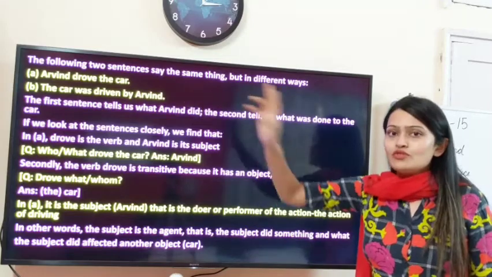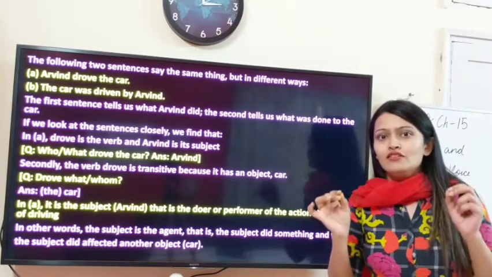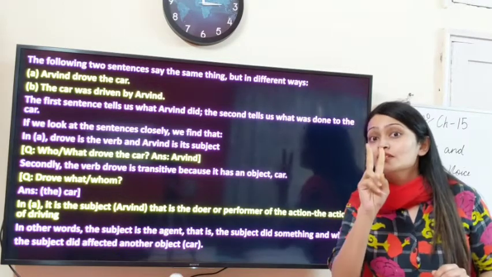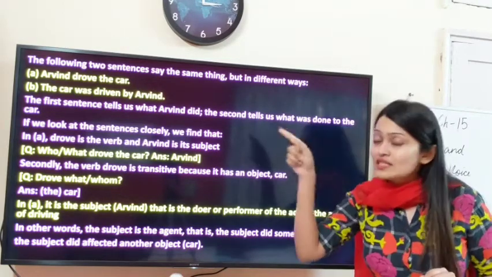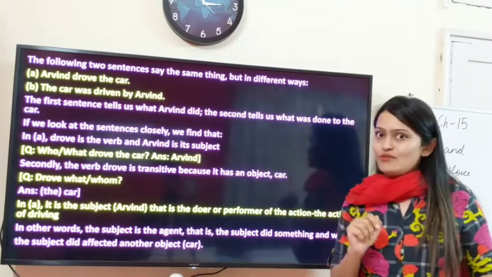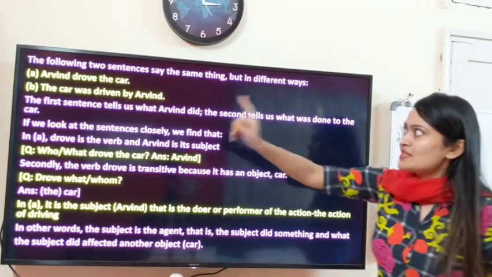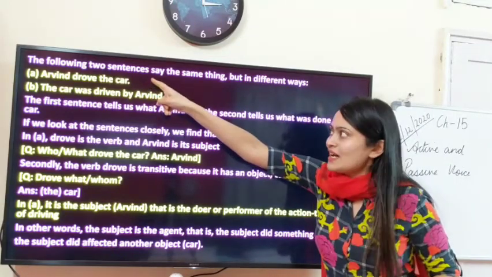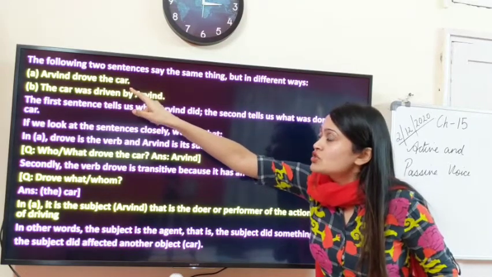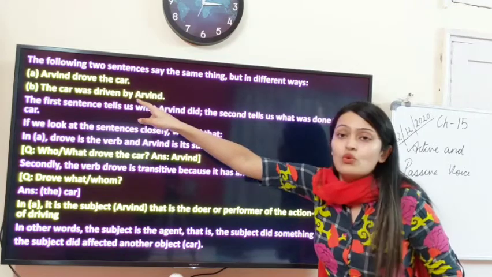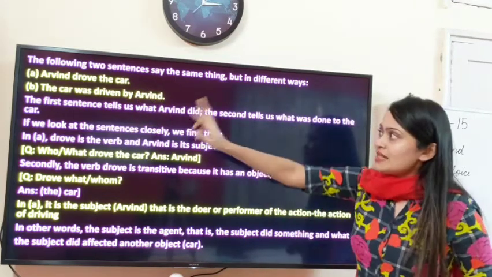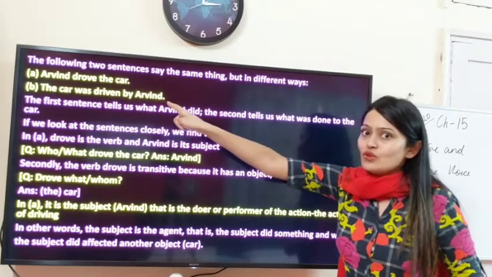The meaning of the two sentences is that there is a car and there is a person, Arvind, and he is driving the car. But it has been said in two different ways, right? So this is what voice is, children. This is active voice. This is passive voice. Okay, so what do we understand by this active voice? We understand that Arvind is the subject and he's doing some action. Arvind drove, the action of driving. What? The car.